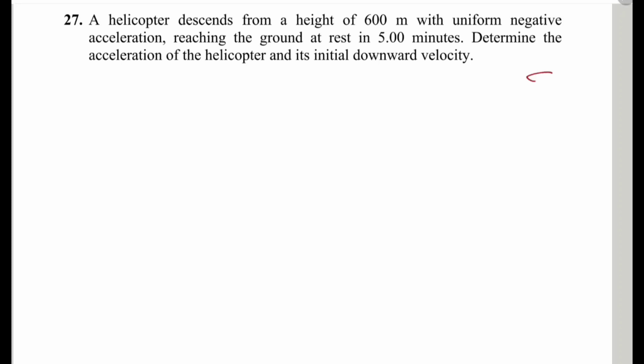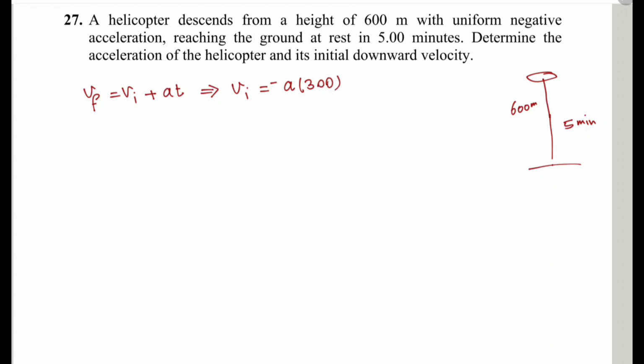So here's the situation. The helicopter descends down with negative acceleration from a height of 600 meters and reaches the ground at rest in 5 minutes. Now we need to calculate the acceleration of the helicopter and its initial downward velocity. For this one, v final equals v initial plus at. In other words, the initial equals minus a times 300, and don't forget the minus sign here, because the final velocity is equal to 0.